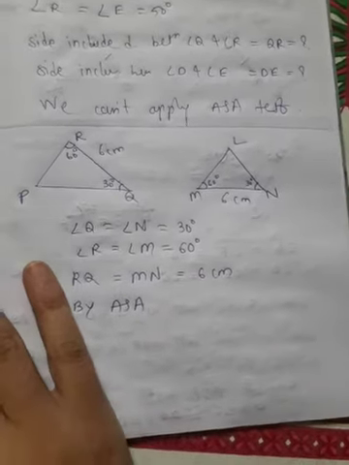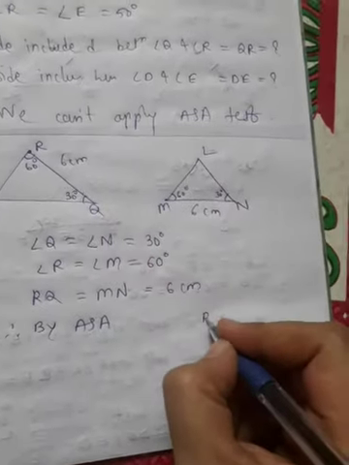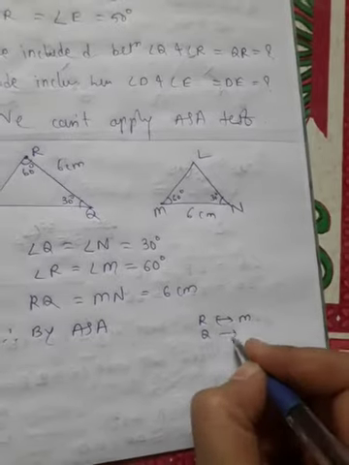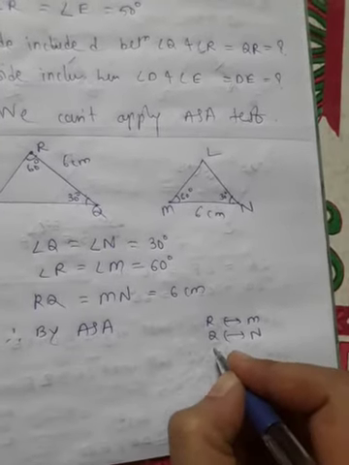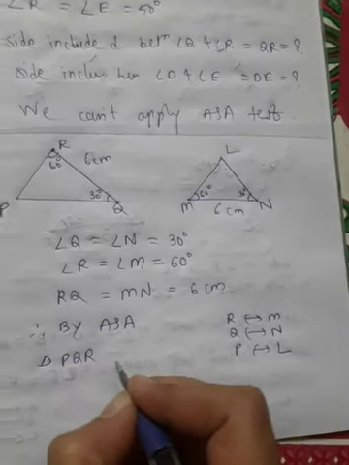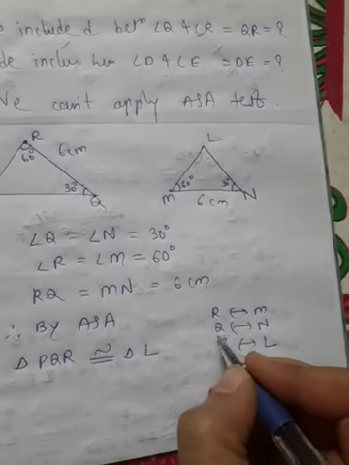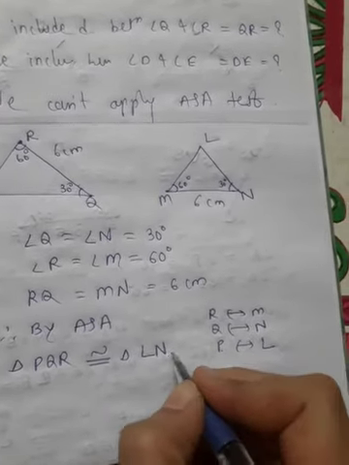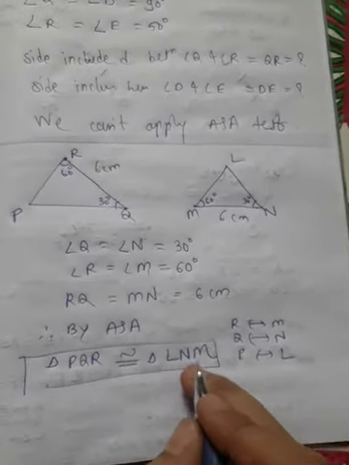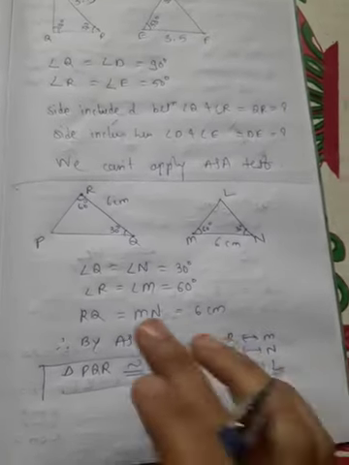Okay, but see here 60 degrees, here 60 degrees, means R corresponds to M. 30 degrees, 30 degrees, means Q corresponds to N, and what remains, P corresponds to L. So here triangle PQR is congruent to triangle LNM, with P corresponding to L, Q corresponding to N, R corresponding to M. Okay, so where it is possible, only then can we apply the ASA test.